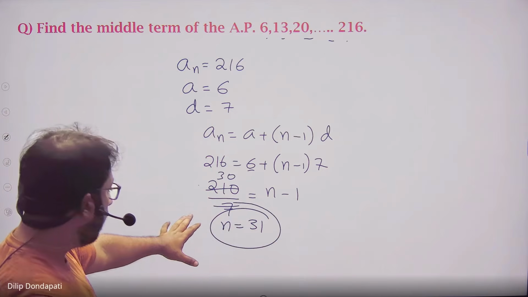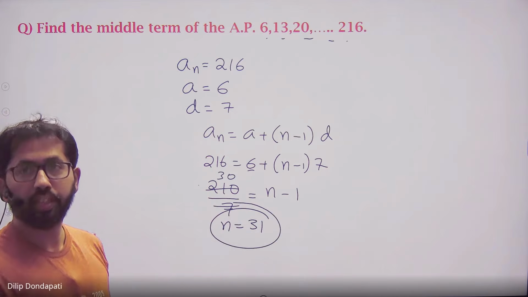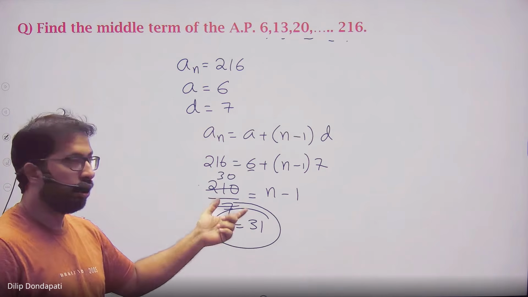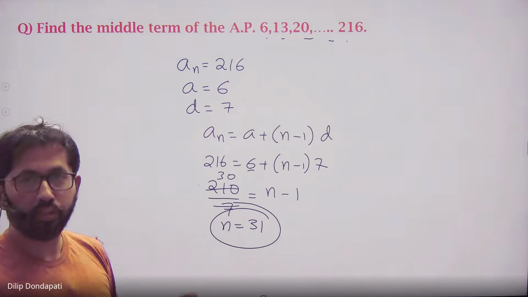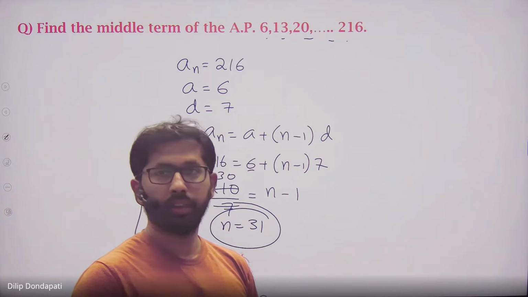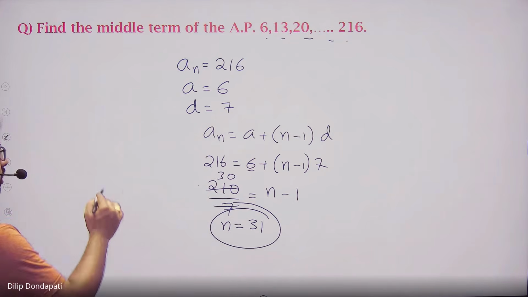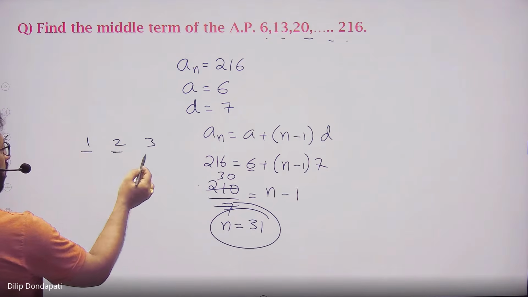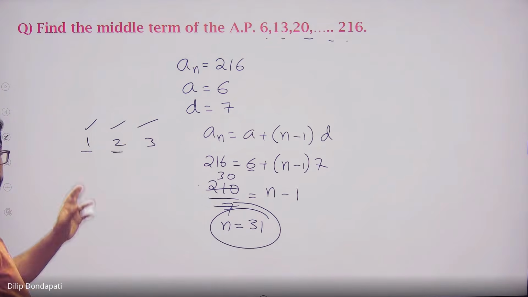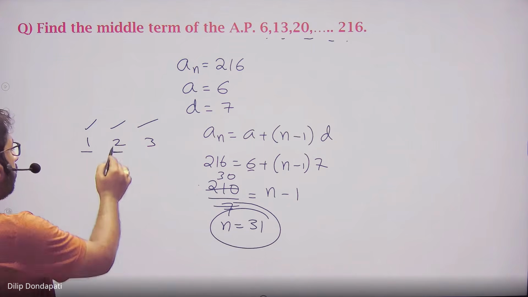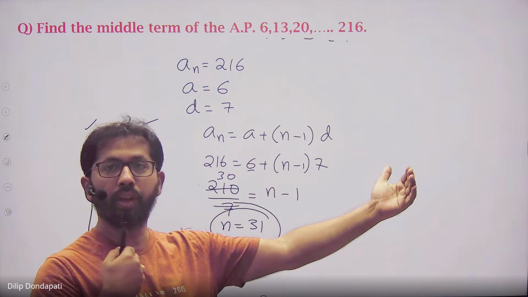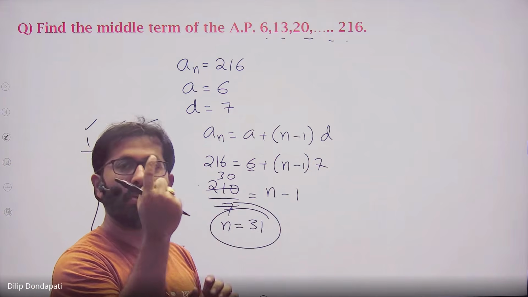Okay, 31. So n is even or odd? Odd. For odd, how many middle terms will there be? One. Suppose 1, 2, 3 is there. These are odd numbers, right? 1, 2, 3, meaning total 3 numbers. What will the middle term be? Only one will be there. In a series with odd terms, the middle term will always be only 1.